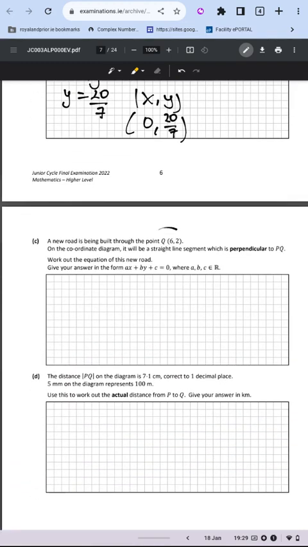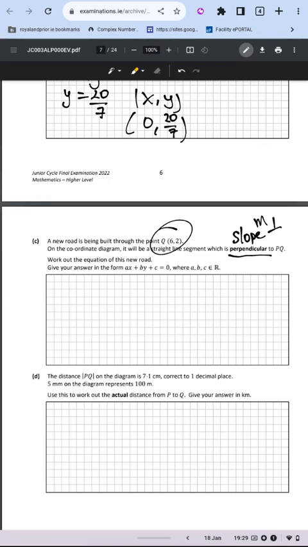New roads being built through 6, 2. On the coordinate diagram, it will be a straight line which is perpendicular to PQ. And once I see perpendicular, I'm thinking slope, and it's opposite slope. Turn it upside down, change the sign. Work out the equation of this new road.